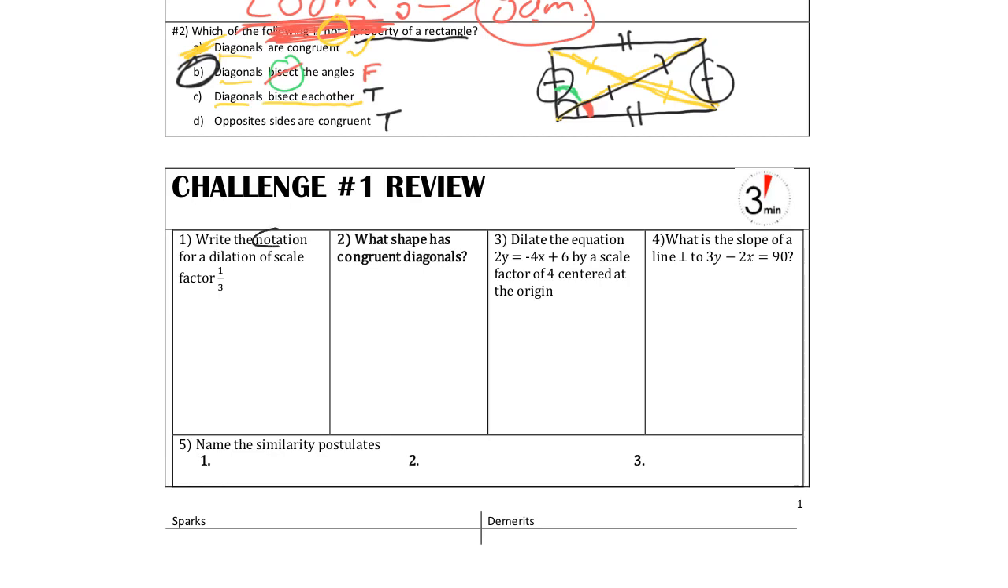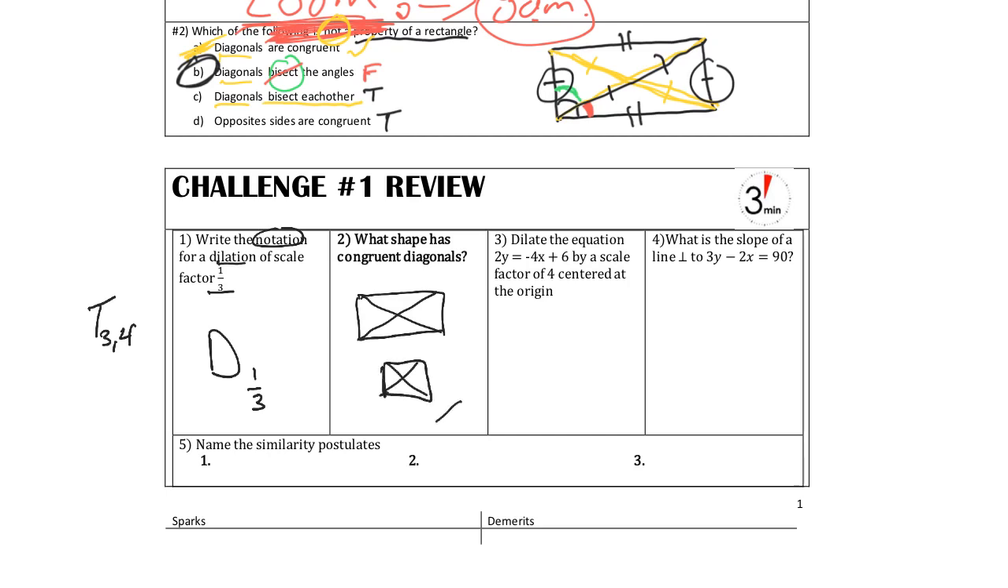All right, so the notation is just how to write something. So for a translation, we do T, like 3, 4, right 3, up 4. So dilation of a third, it's capital D, 1/3. What shape has congruent diagonals? Well, we just talked about it up there. It is a rectangle or a square. Those would have congruent diagonals. A parallelogram, since it's slanted, this diagonal is longer than this one, so parallelograms don't work.